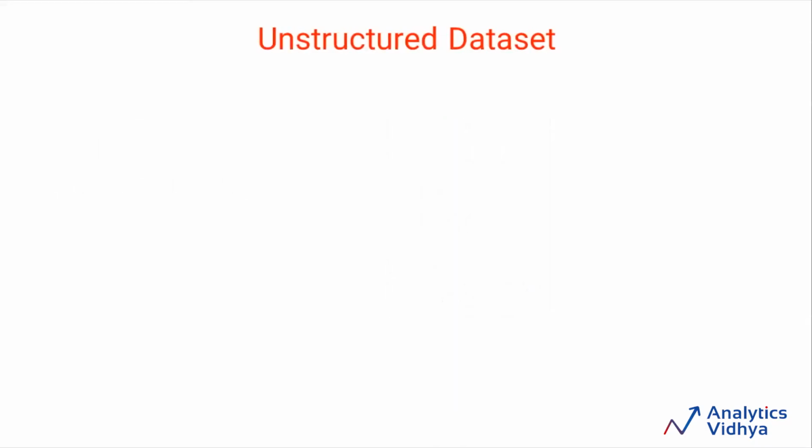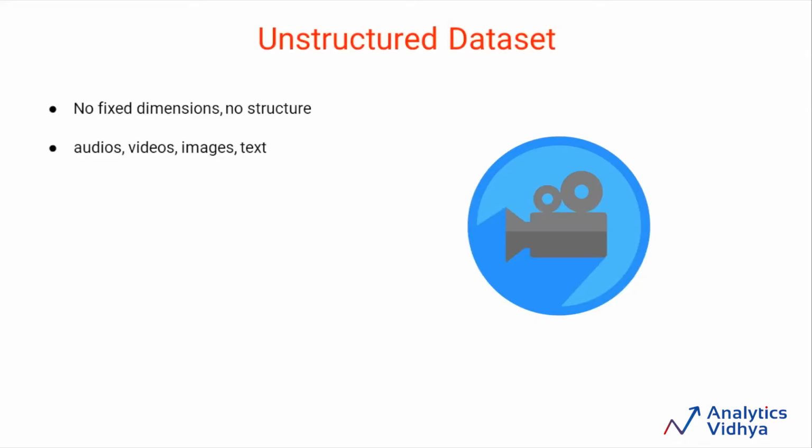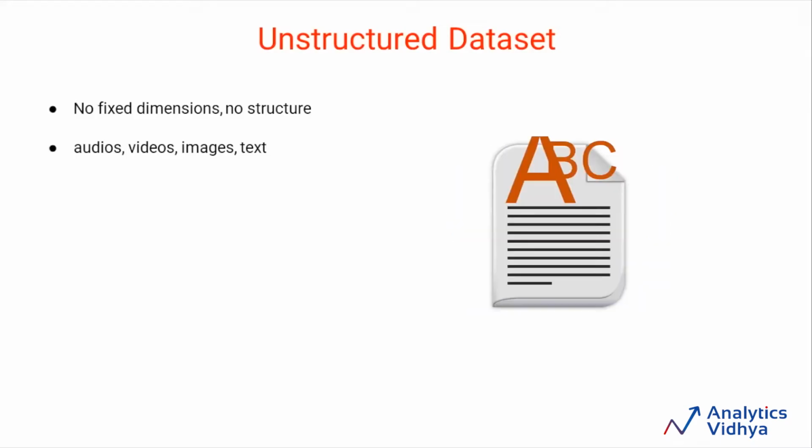In contrast to structured datasets, the other form of datasets is the unstructured dataset, which lacks any particular structure and does not have any fixed dimensions. This essentially means that unstructured data can take any form. Different types of unstructured data are audios, videos, images, and text.